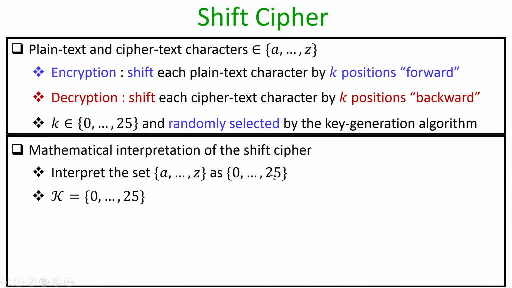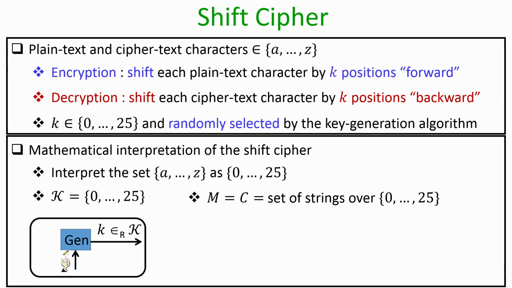Now, the key space here is the set 0 to 25, because the actual value of shift, namely small k, is going to be one of the values randomly selected in this set. And the plain text space and the ciphertext space is going to be the set of strings over the set 0 to 25, because my plain text is going to be any English text where the characters of the plain text will be mapped to the alphabet in the set 0 to 25. And in the same way the ciphertext, which is going to be some text over the set 0 to 25, will be interpreted as some string over the set 0 to 25.